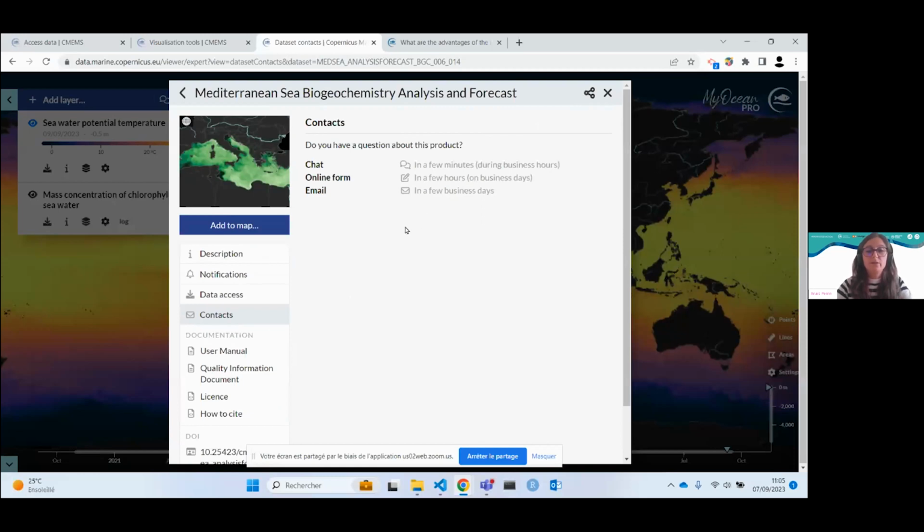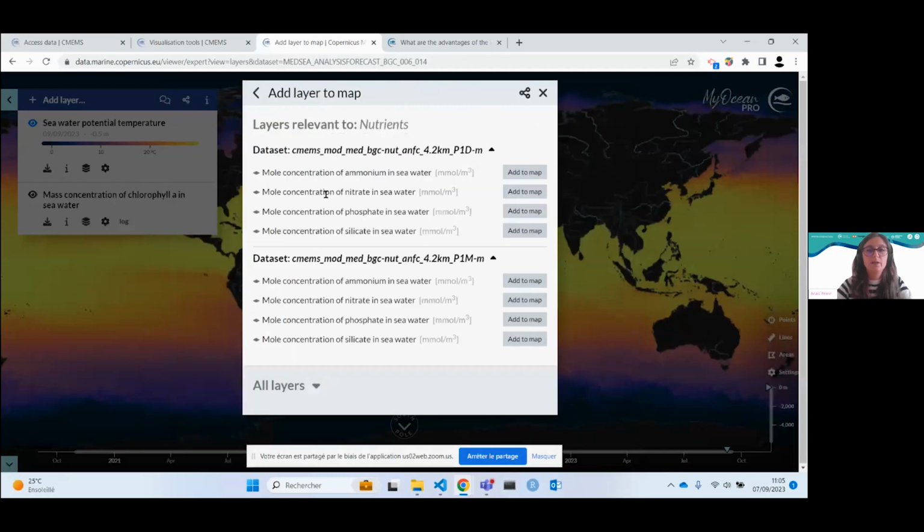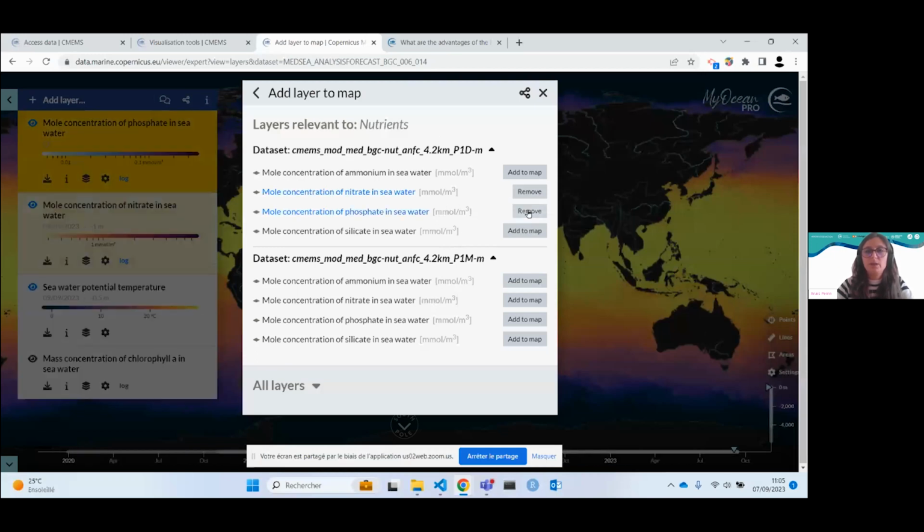So to visualize the variables of the product, you just have to click on Add to Map, and you can thus choose variables of interest present in different datasets in the product. Let's choose some data from the daily dataset. The distinction is made in the name. Here the D for daily and the M for monthly. So let's take nitrate and phosphate data. So I will click on the Add to Map here and here.